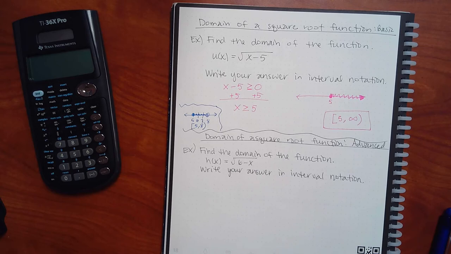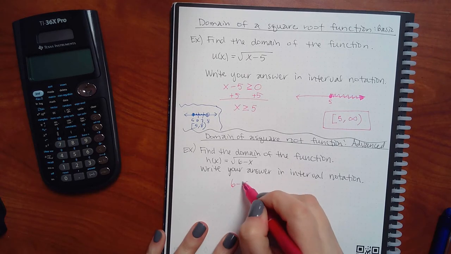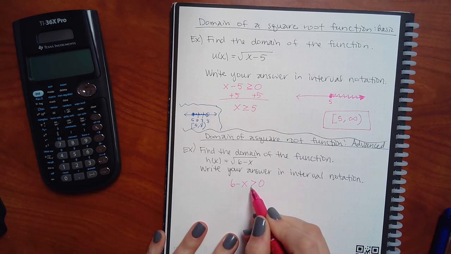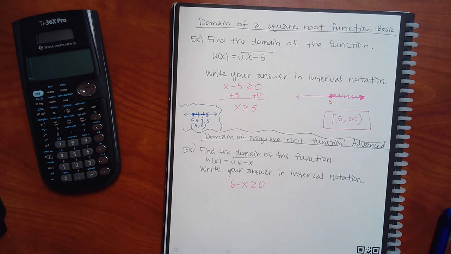Okay, so it's the same topic, it just now says advanced afterward, but it's the same idea. What can happen inside of a square root? The inside of a square root has to be positive or equal to 0. Now this one's not too much harder to solve, but there are more steps involved. So what would be the first step to solve this inequality?